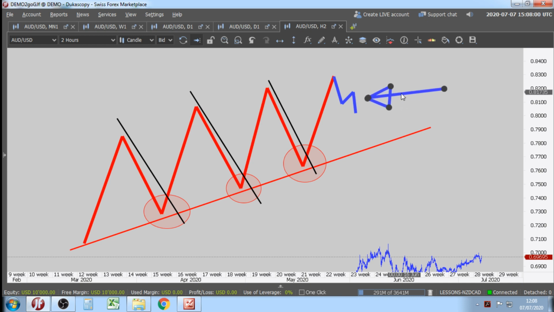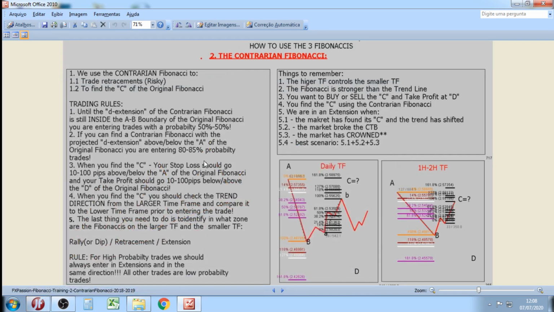You can accept what we are teaching you and you can reject what we are teaching you. But I said to you, everybody, that you are not skilled enough to trade retracements. Now today we are changing the story, right? Because we are moving on and we are learning more about the Fibonacci and everything, okay? So we use the contrarian Fibonacci, number one, to trade retracement and number two, to find the C of the original Fibonacci.